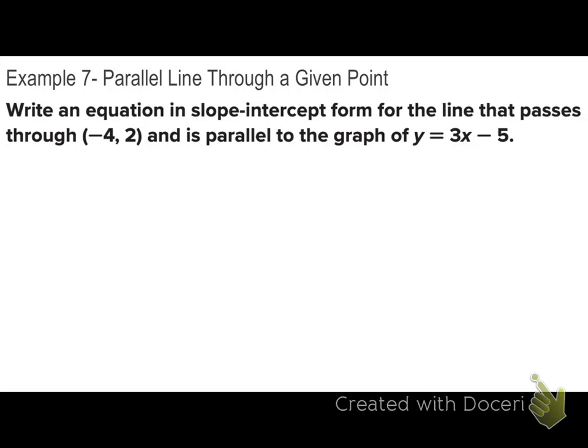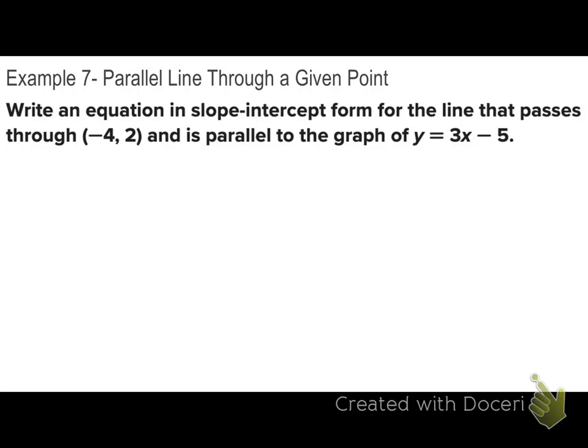Let's go ahead and try to get this second to last example in. Write an equation in slope-intercept form for the line that passes through (-4, 2) and is parallel to the graph of y equals 3x minus 5. Are we dealing with parallel or perpendicular? Parallel. So we're using those steps to the left of that chart that we wrote down.